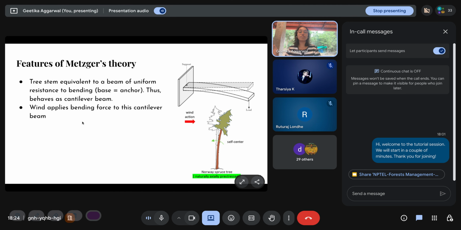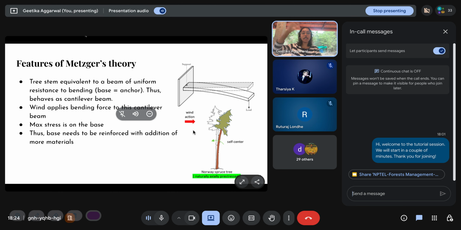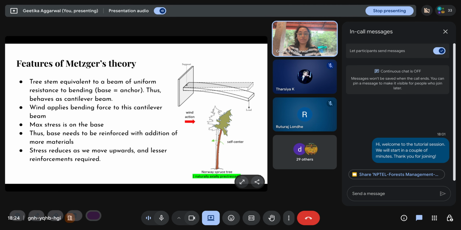And then when wind applies the bending force to this beam, maximum stress is applied at the base. So the base is the one that experiences maximum stress. Therefore it needs to be reinforced with addition of more materials. Since the entire tree is assumed to have the same composition, you have to put more material at the base so that the base is reinforced and strong, and the stress reduces as we move upwards, and therefore less reinforcement is required. Okay, I hope this theory is clear for everybody.